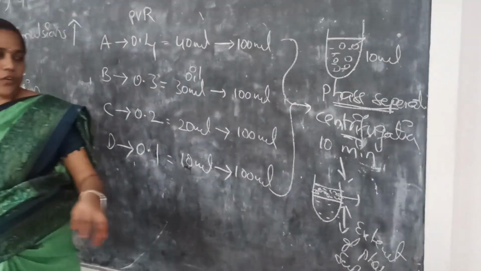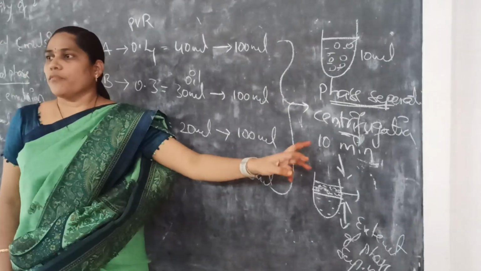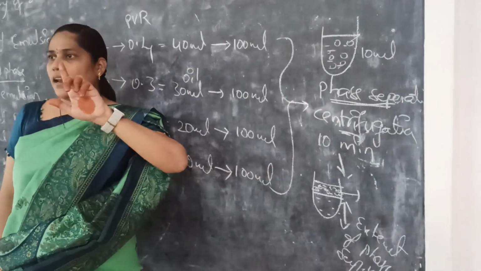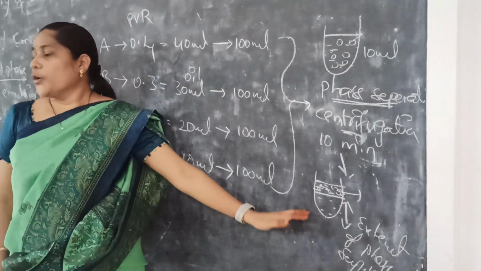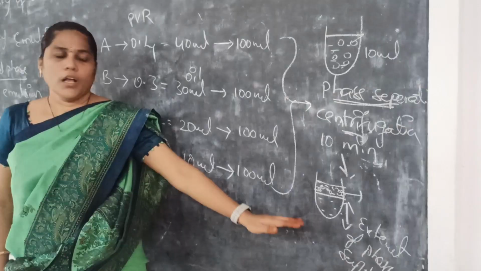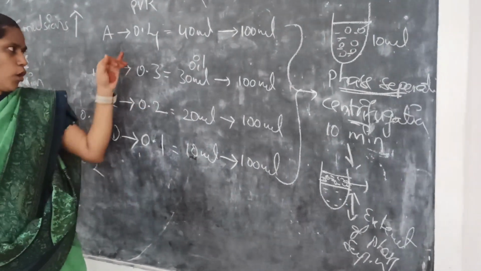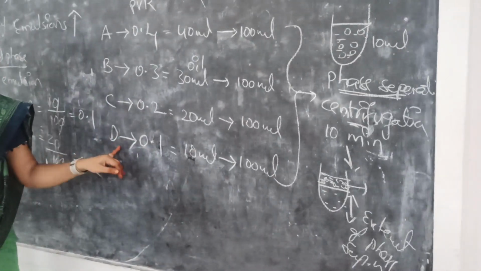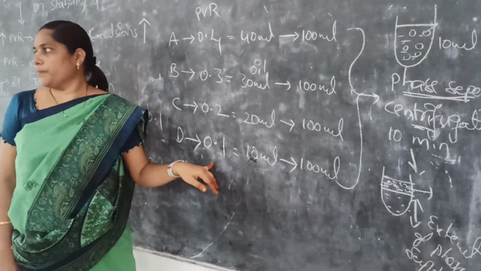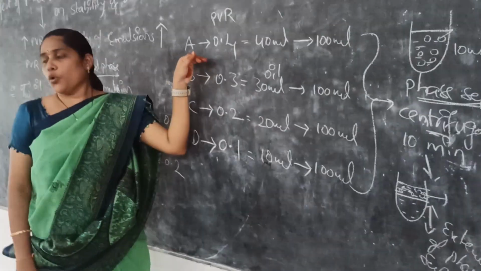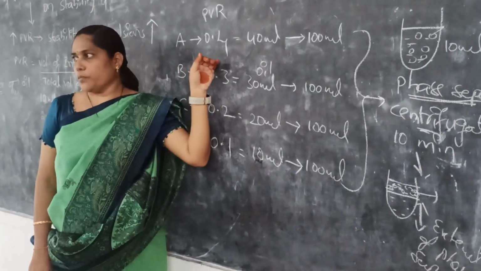For all the emulsions, after centrifugation for 10 minutes, we measure with a scale how much phase has separated. From our knowledge, among these 4 different emulsions, the D emulsion will show the highest phase separation, whereas A will show the least phase separation because of its high phase volume ratio.